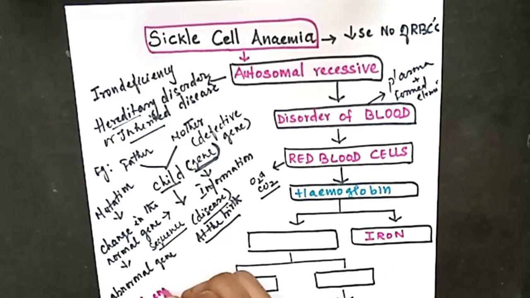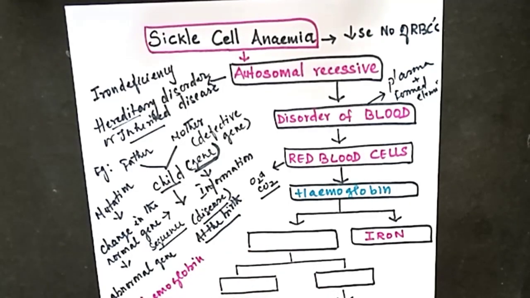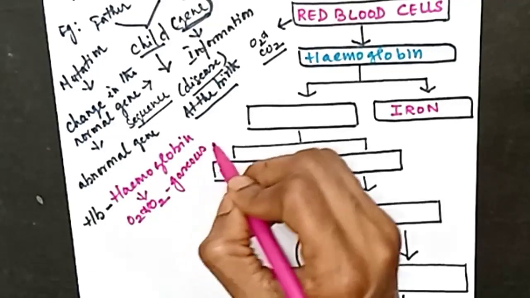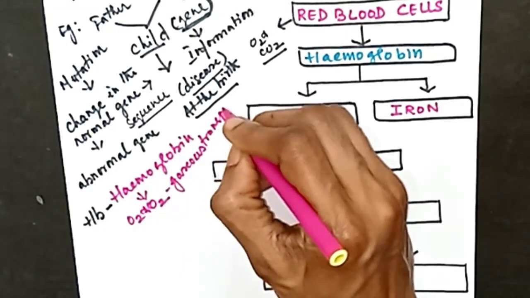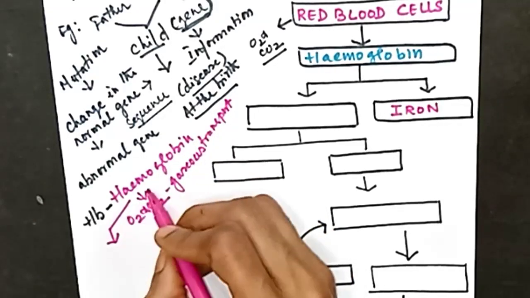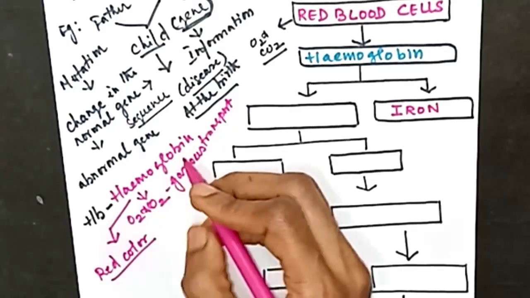Okay, hemoglobin. What is the main function of hemoglobin? Oxygen and carbon dioxide transport, that is the gaseous transport. And the other important MCQ point is that hemoglobin is the one which gives red color to the blood. So this is a coloring pigment also.